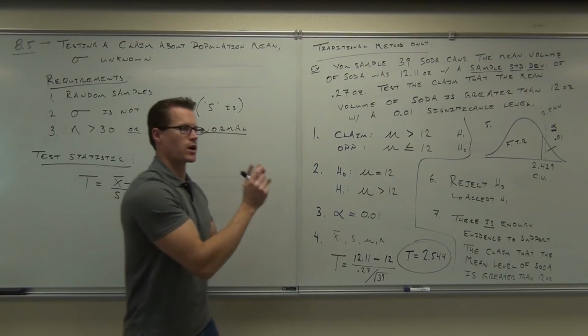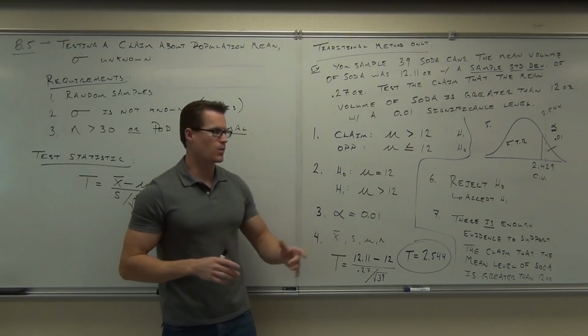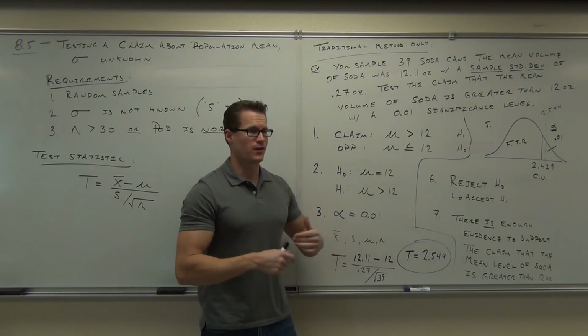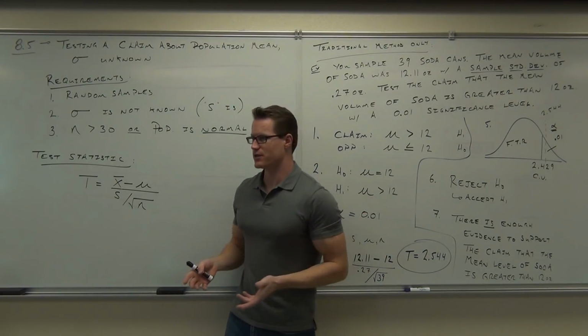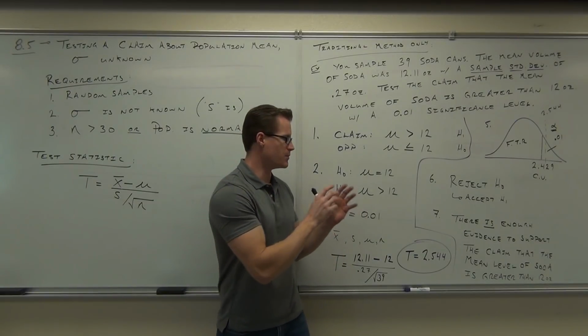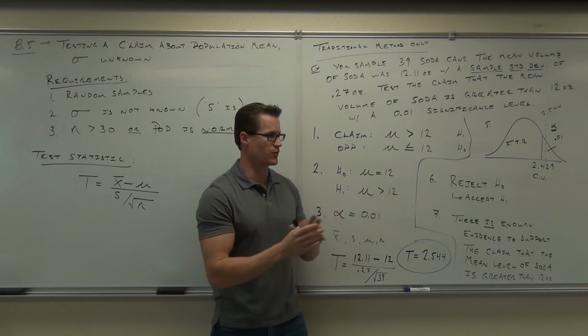That's exactly what I want to see on your test. I want to see 1, 2, 3, 4, 5, 6, 7, and step number 7 I want it written out. Don't just say there is enough evidence. I want you to know what you just proved. There is enough evidence to support the claim that the mean level of soda is greater than 12 ounces.